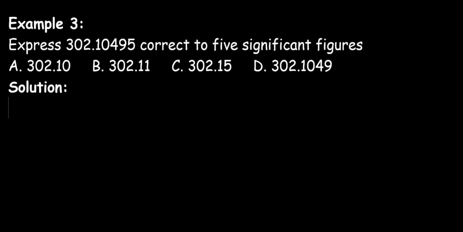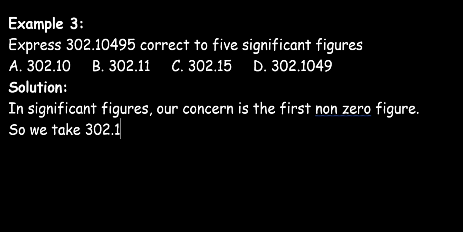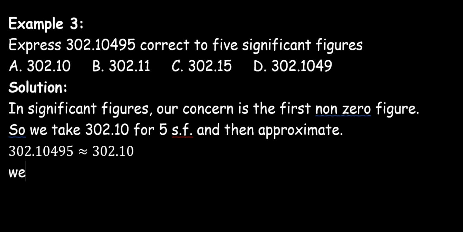302.10495. Solution. In significant figures, our concern is the first non-zero figure. So for 5 significant figures, we take 302.10. Then we approximate. Our value will become 302.10495, which is approximately equal to 302.10. If you observe very well, we rounded down here.